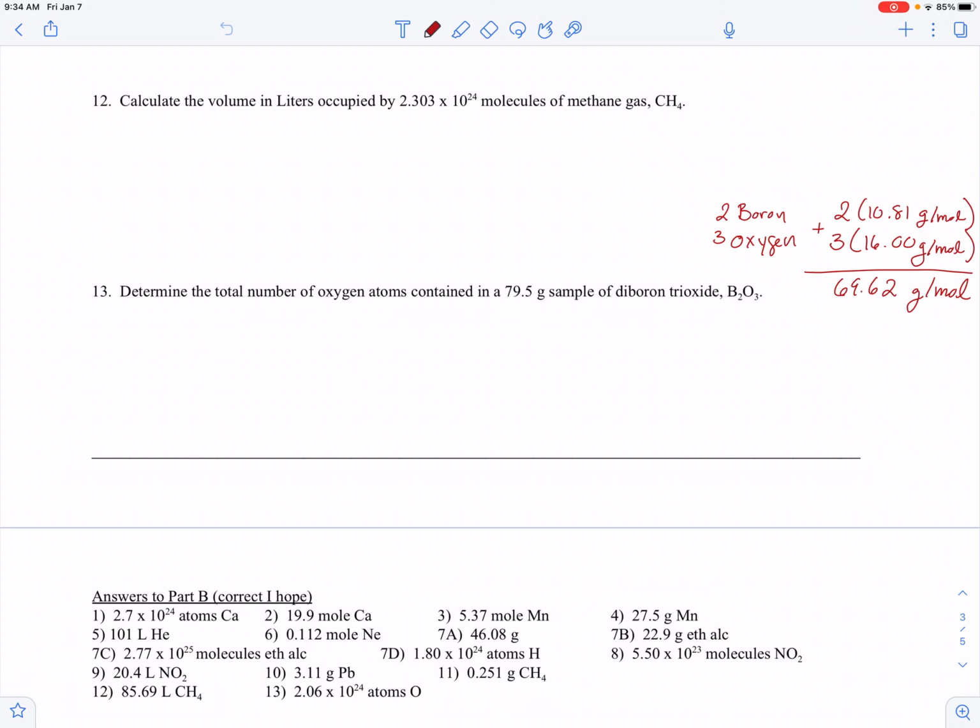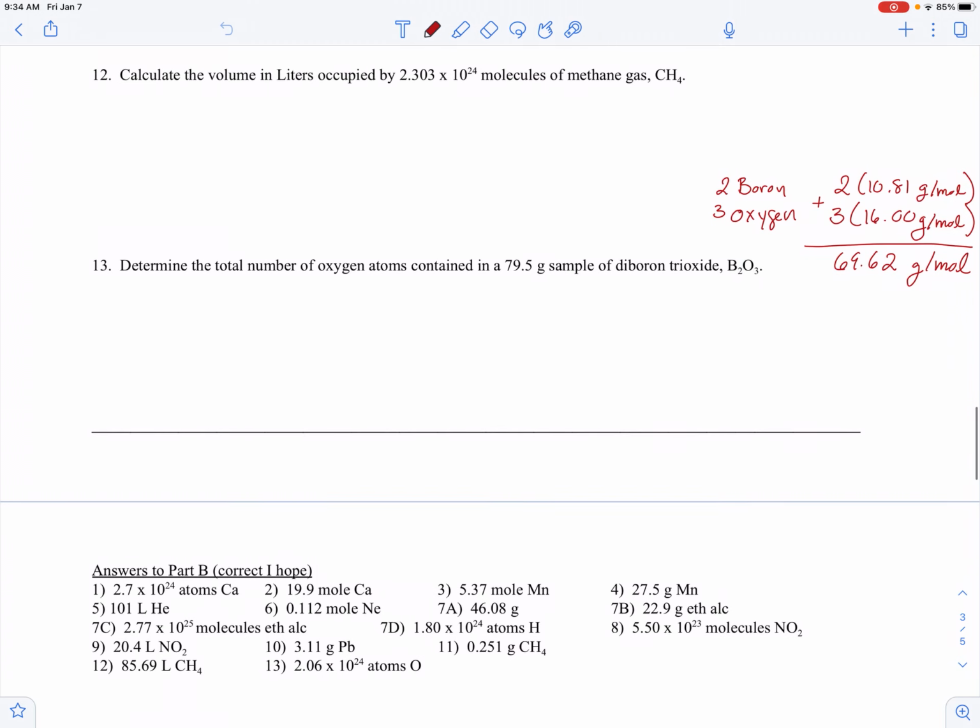This video is going to go over problem number 13 from your molar mass and molar conversion worksheet. So this one is also a little tricky, kind of like number 7A, B, C, and D. So I'm going to go through this one. It's very, very similar. So it's asking for a total number of oxygen atoms. And so we're definitely going to be moving down to particles on our mole map.